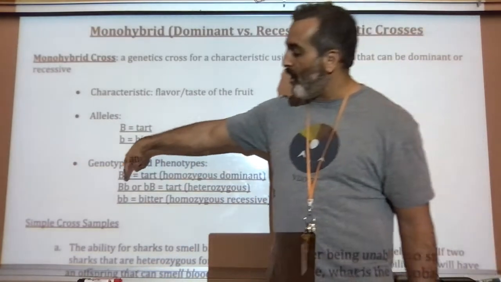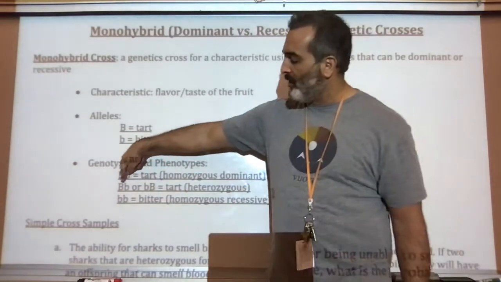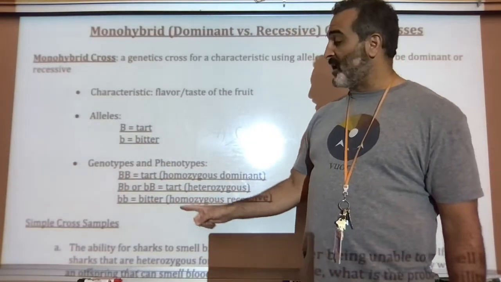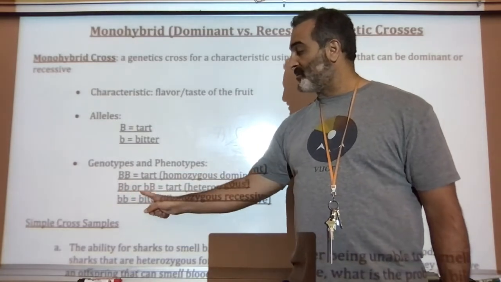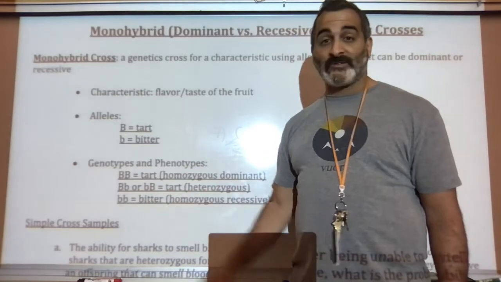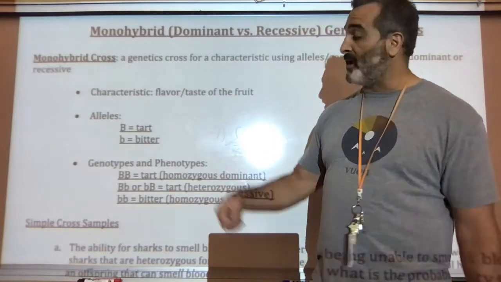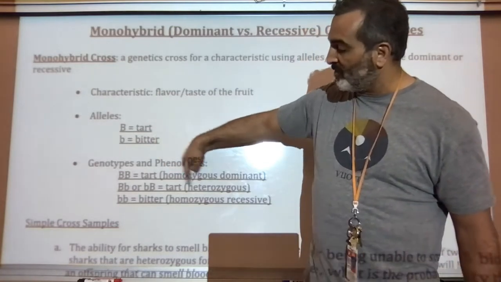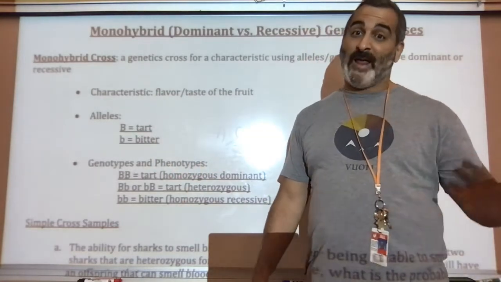Now, this one is one of each type of gene, a capital and a lowercase. So that is called heterozygous. And in this case, the capital dominates the lowercase. It doesn't matter if you write it backwards. The capital covers up or dominates the lowercase. So that means tart will dominate bitter for a heterozygous plant in this case.